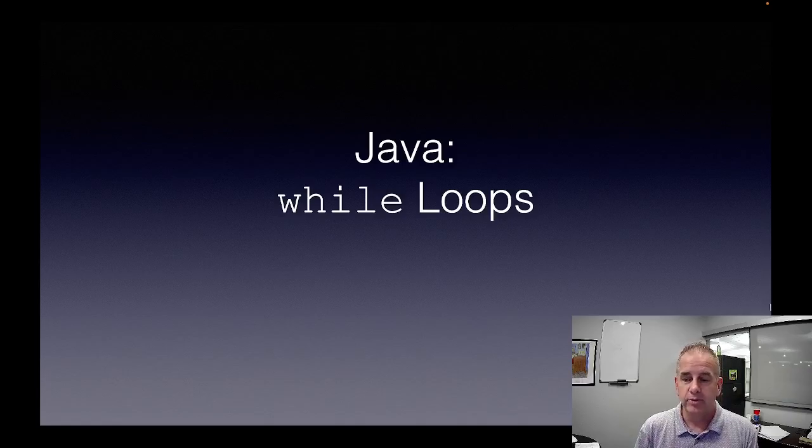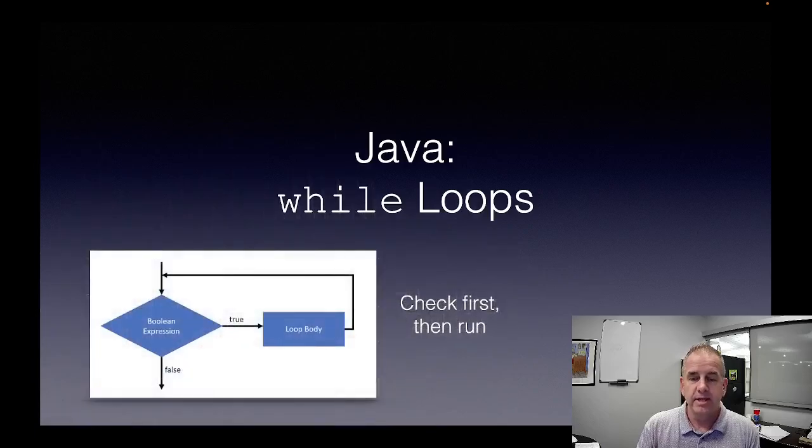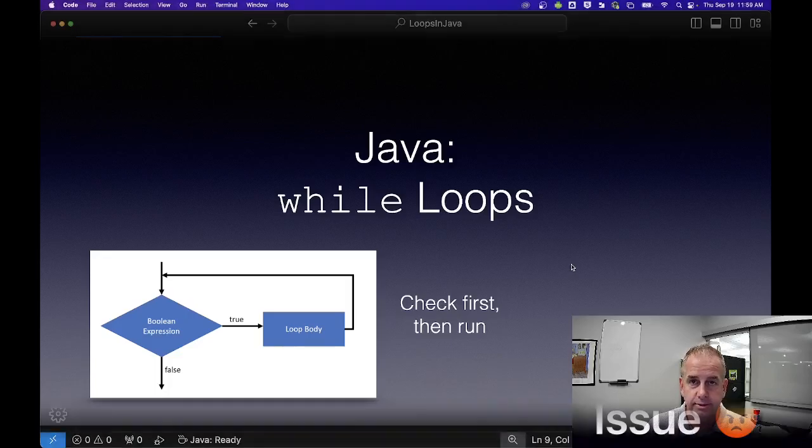And a while loop, if you remember back to the video on basic loop concepts, is going to be the type of loop in Java where we check first and then run our loop body. So that would be this flow chart here that we talked about in the other video. It's a good first loop to learn, so I always recommend that students start with this one. And let's go ahead and jump into Java and see how this works.